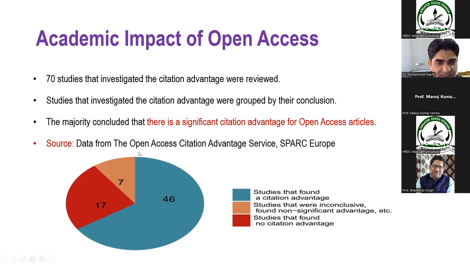So out of the 70 studies that investigated the citation advantage of open access articles, around 46 studies found that there is a clear-cut citation advantage of open access articles. There are a few studies whose findings are inconclusive and found a non-significant advantage. And there are 17 studies that found that there is no citation advantage of open access articles. So still the majority, out of 70 studies which have been conducted, 46 studies found that there is a clear-cut citation advantage, or academic advantage, of open access publication.